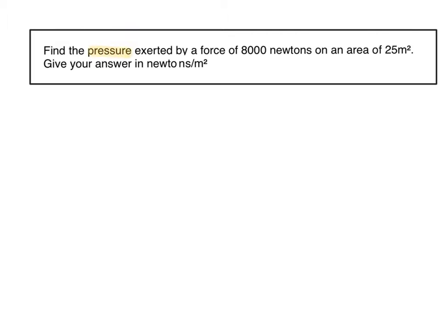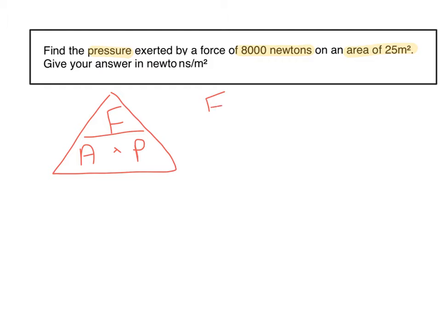Find the pressure exerted by a force of 8,000 newtons on an area of 25 metres squared. So let's have a look at our triangle first. F, A, P: pressure, force, area. Let's list what we know or what we need. The force is 8,000 newtons. The area is 25 metres squared. And I want the pressure.